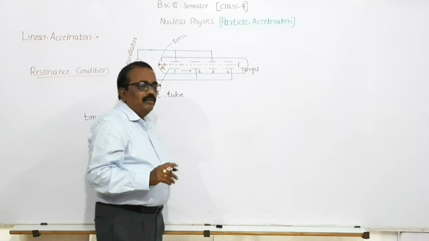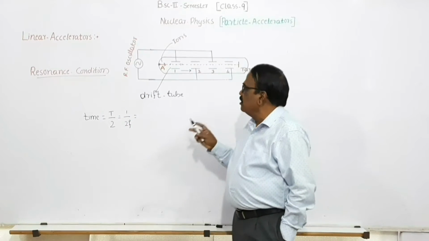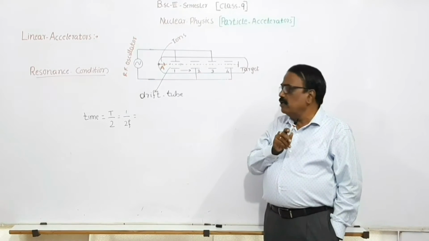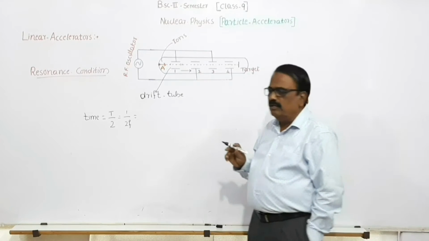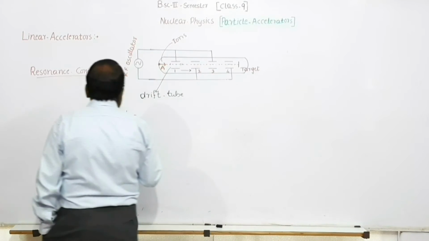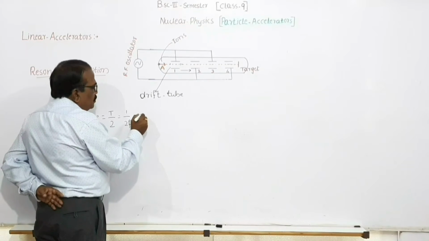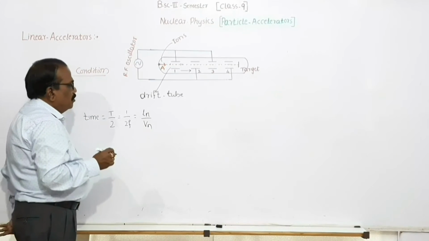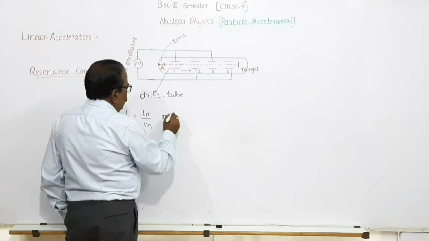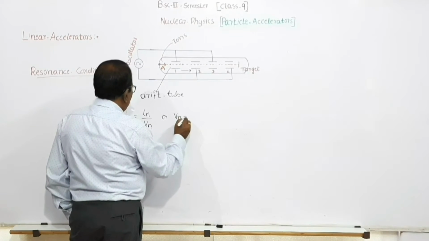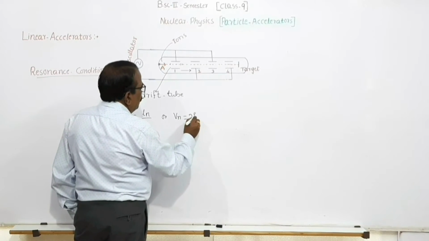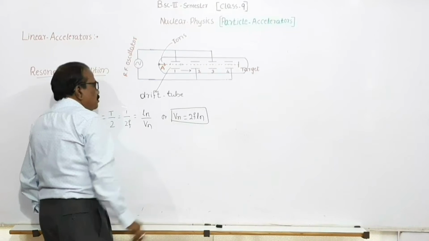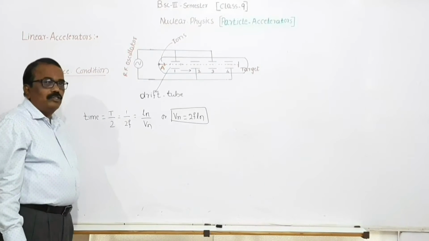Then if Ln is the length of the last tube in which the ion is traveling with the velocity Vn, we have this time equal to Ln upon Vn, or Vn is equal to 2f Ln. So this is the velocity of the ion in the last tube.